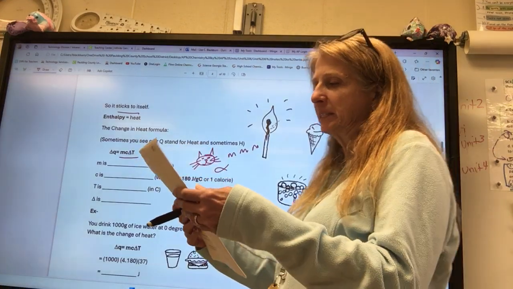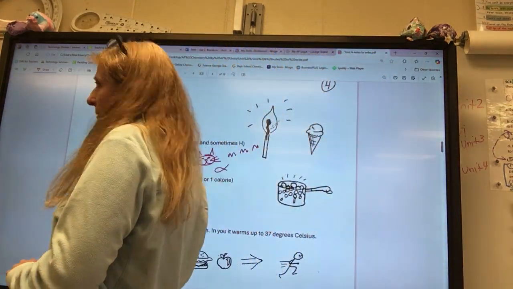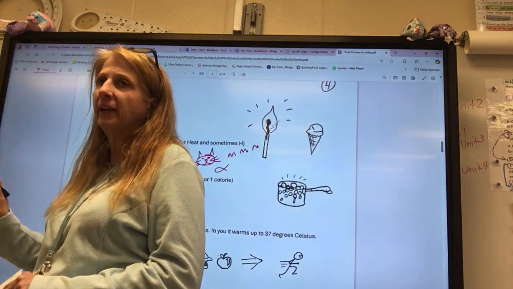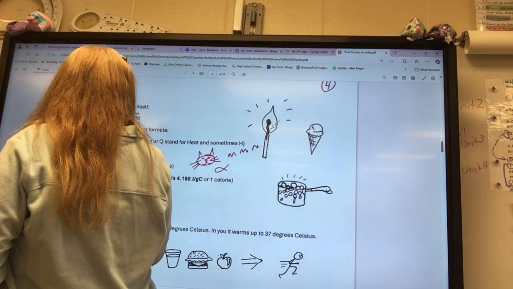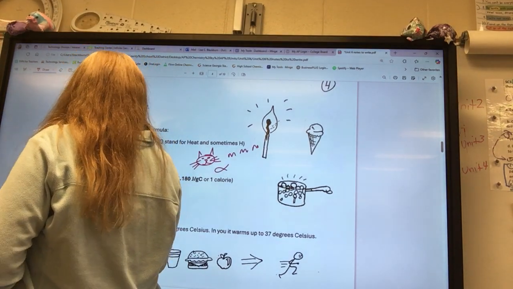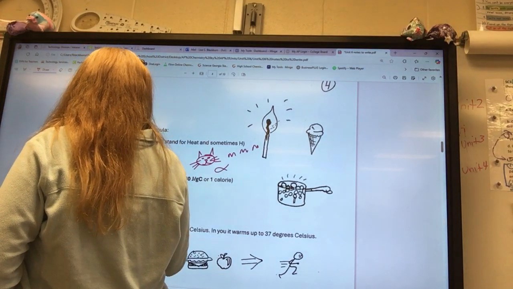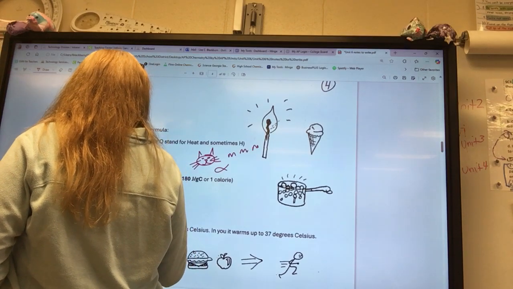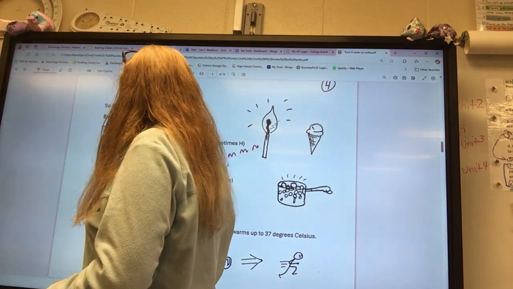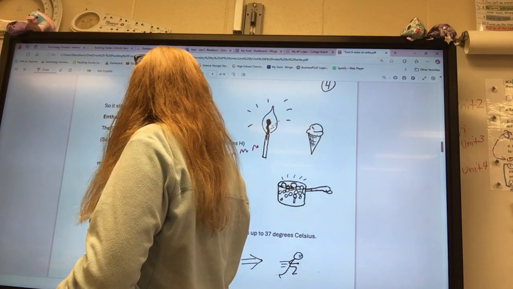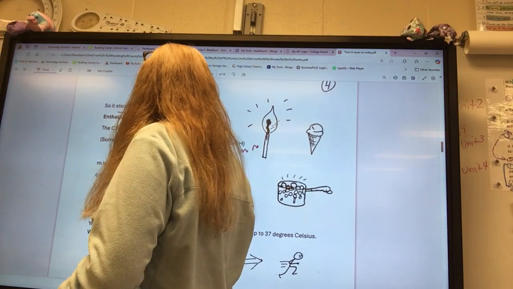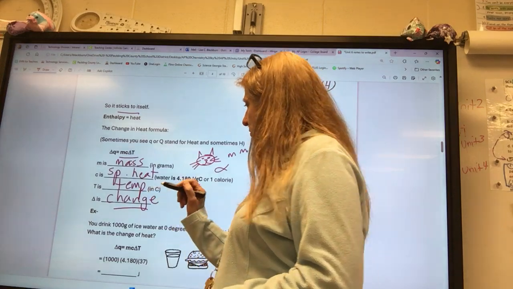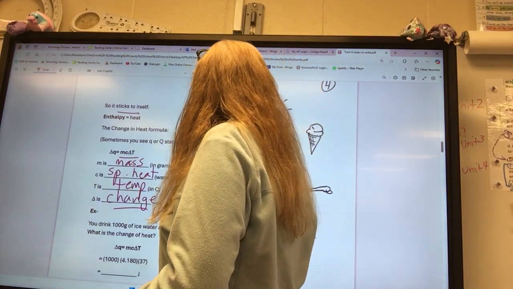Okay, so what does m stand for? It always stands for this. It's pretty consistent with this one. It's mass in grams. c, we already said, is specific heat. T is temperature. That's pretty consistent. And triangle (Δ) is change or difference. But here it means the change in temperature. We'll say change or difference.